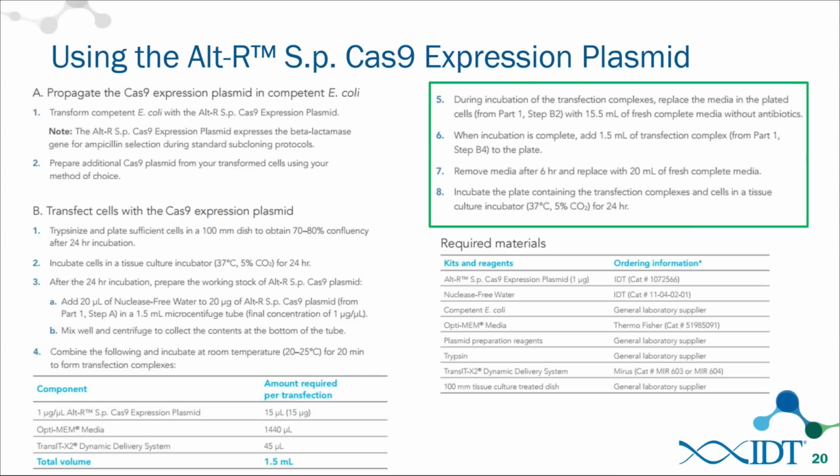As part of this, we make up the TransIT-X2 plasmid complexes in 1.5 milliliters of Opti-MEM, transfect the adherent cells, and incubate for 24 hours. One thing that's mentioned here is point number 7, the removal of media after 6 hours and replacement of the transfection media with complete media. In most of the mammalian cell lines that we've tested, we found this not to be necessary, but we include it. And once again, this is a 24-hour transfection to allow for expression of Cas9 protein after 24 hours in these cells.